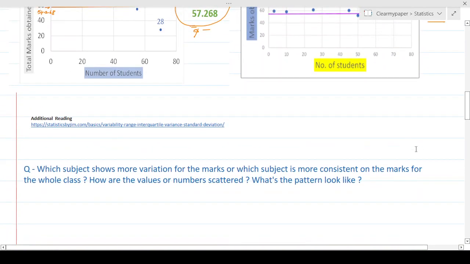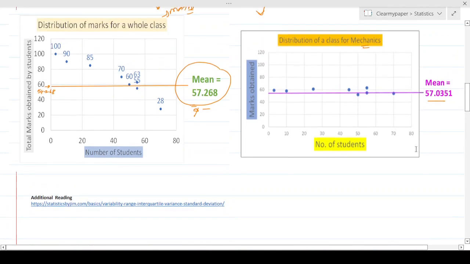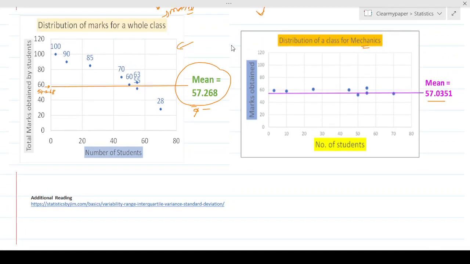And the question that I ask myself and others on this topic is, okay, based on these two distributions, one for maths over here and one for mechanics over here, how would I know which one is more consistent? For which subject do the students have more consistent marks, or in other words, for which subject are the marks all over the place, distributed in a different pattern with respect to the mean line?